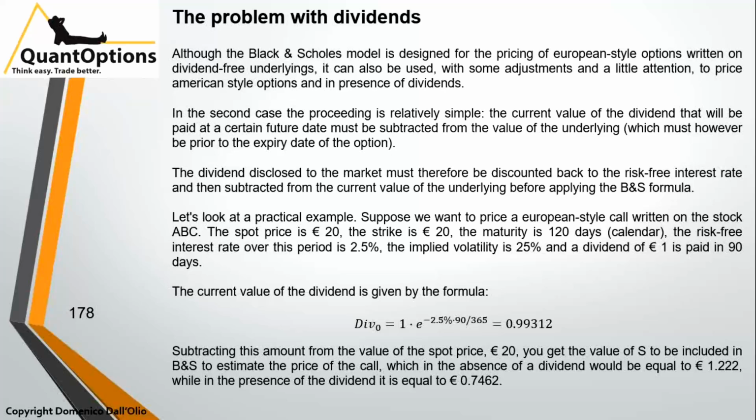The current value of the dividend is given by the formula: dividend is equal to 1 times the exponential power of minus 2.5% times 90 divided by 365. Subtracting this amount from the value of the spot price, €20, you get the value of S to be included in the Black-Scholes to estimate the price of the call, which without the dividend would be equal to 1.222, while in presence of the dividend is equal to 0.7462.